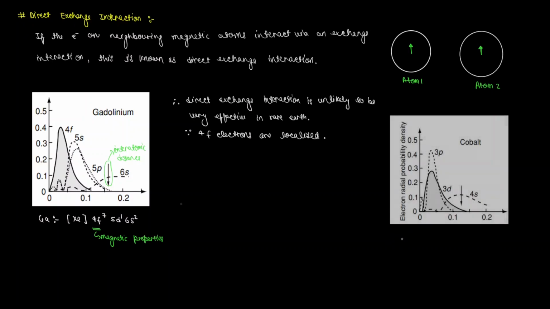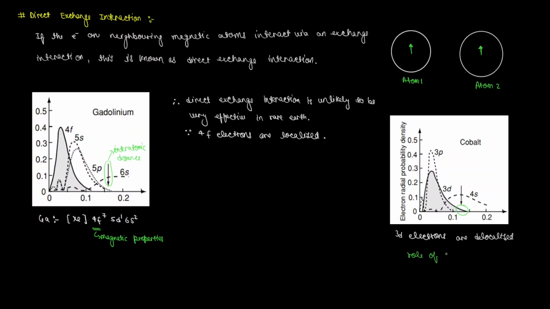Now if you see the example of cobalt, which is a transition element, here the 3d electrons are delocalized and are responsible for the metallic properties. Here you can see that a small fraction of 3d electrons goes beyond the interatomic distance. But still, it is extremely difficult to justify why direct exchange should lead to the observed magnetic properties in the case of cobalt, or iron or nickel.